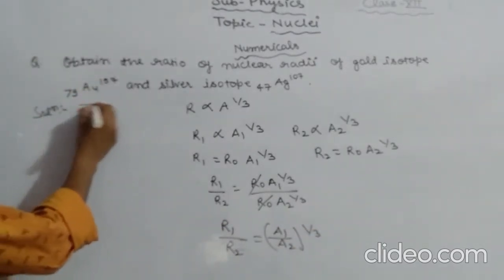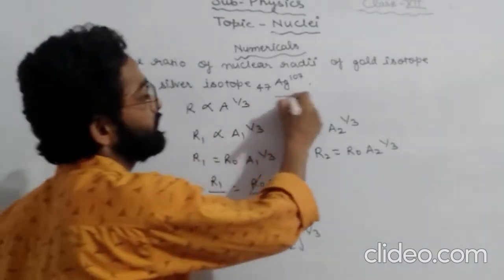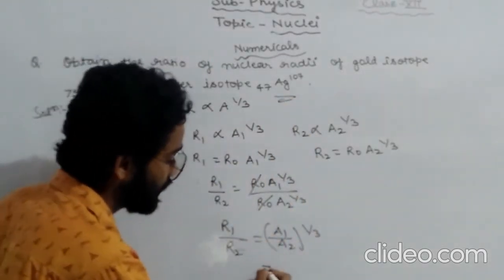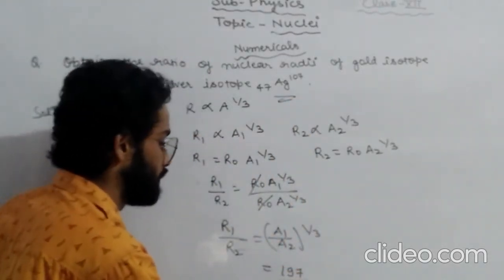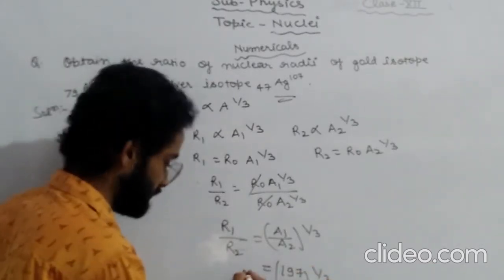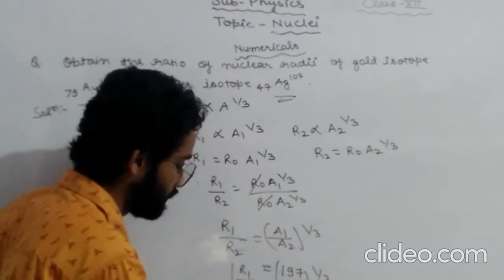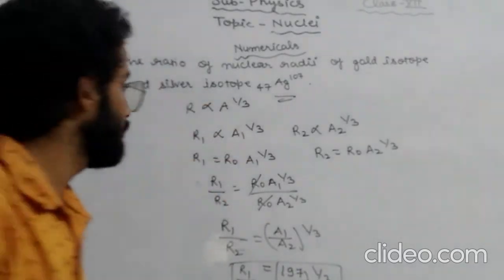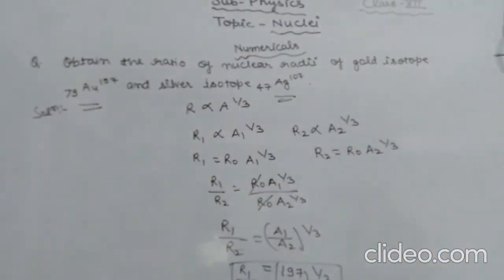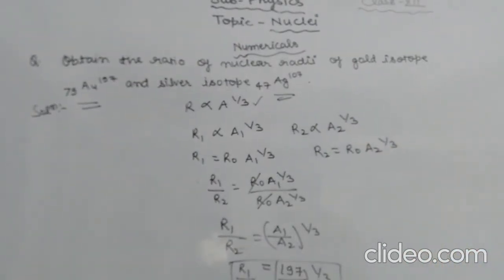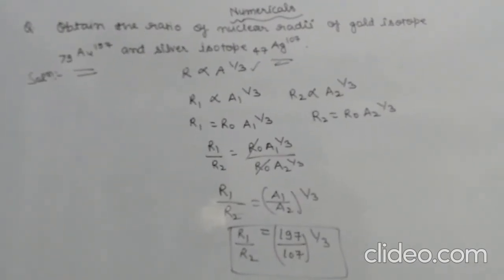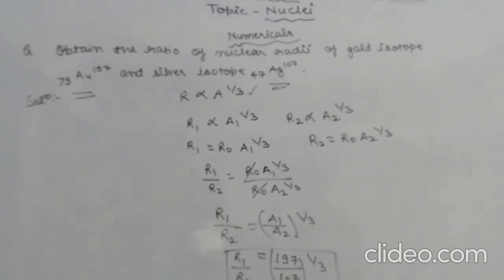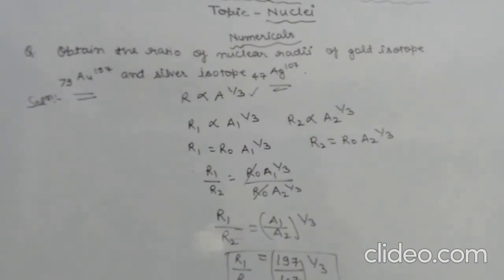Likewise, if we take gold as the first one and silver as the second one, then we can put the values: 197 upon 107 to the power 1 by 3. This is R1 upon R2. So this is the ratio of the nuclear radii of the gold isotope and the silver isotope. I hope you have got this. This relation is taken from the size of the nucleus. Then we have the relation, 197 upon 107 to the power 1 by 3, which is the ratio. See you in the next lecture.